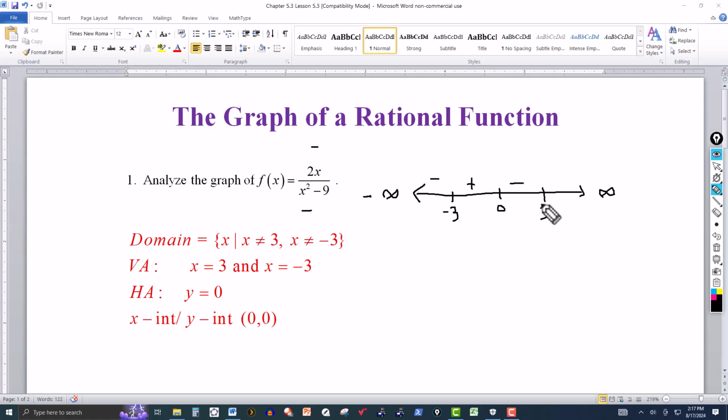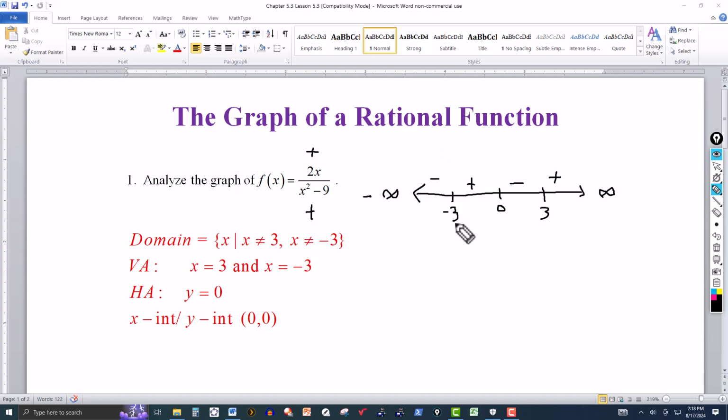Now, what happens from 3 to infinity? We can pick any number to the right of 3, say 4. So put a 4 here. 4 times 2 would give me a positive, and 4 squared would give me a positive, minus 9. It's still going to be a positive. So positive over a positive will be a positive. So that gives you a good idea as to what the graph is doing.